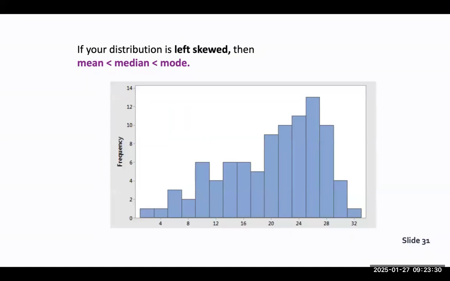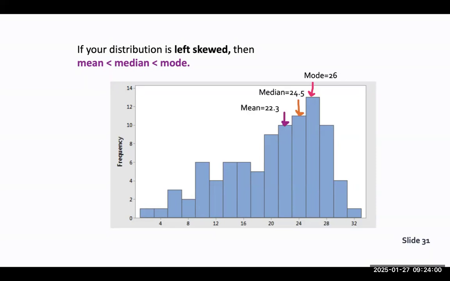If we have data that's left skewed, if you look at this graph, you can see that the tallest bar, where most of the data is concentrated, is on the right, but the tail is on the left. What's going to happen? The mode is going to be in that tallest bar. And then the data on the left is going to start pulling the median a little bit to the left, and it's going to pull the mean even further to the left.